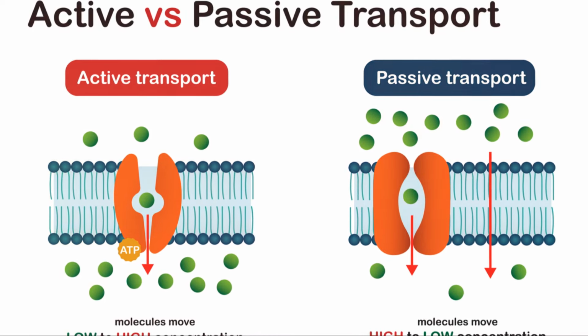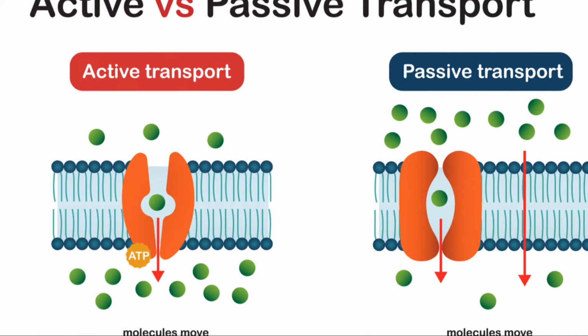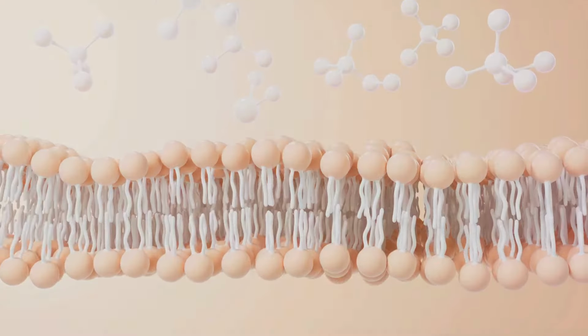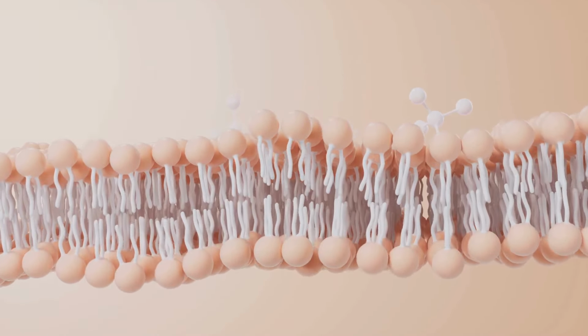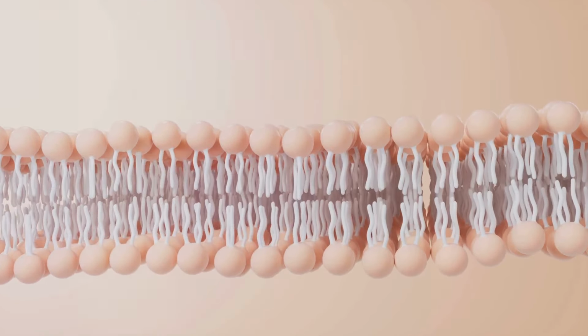How does simple diffusion differ from facilitated diffusion? Simple diffusion involves the direct movement of small non-polar molecules through the lipid bilayer. Facilitated diffusion requires the use of carrier or channel proteins to move larger or polar molecules across the membrane.